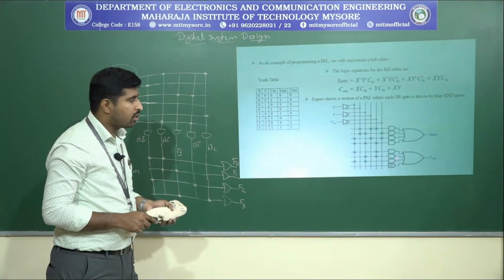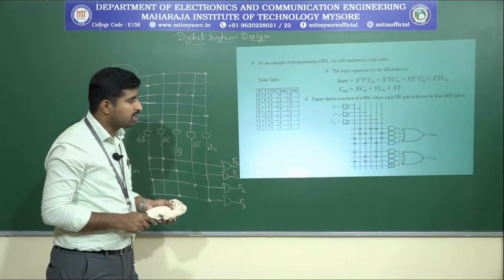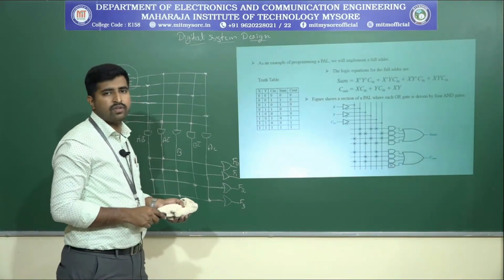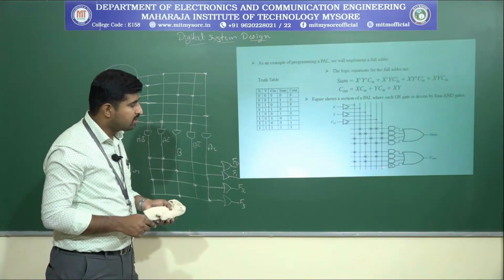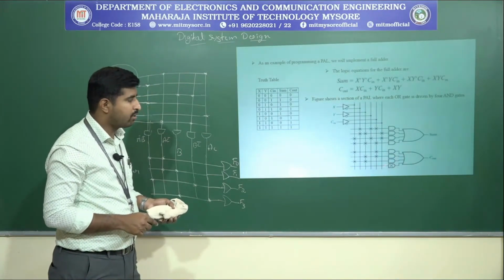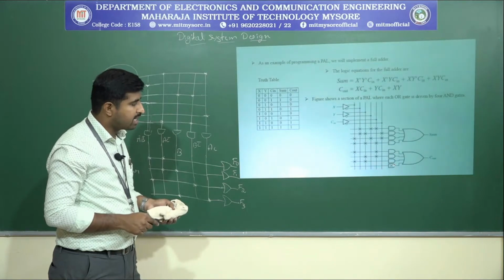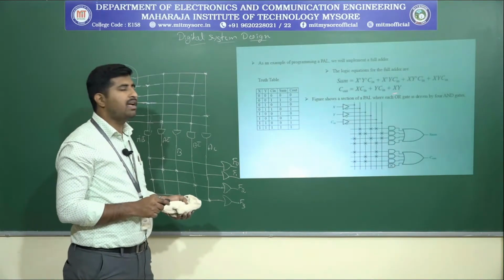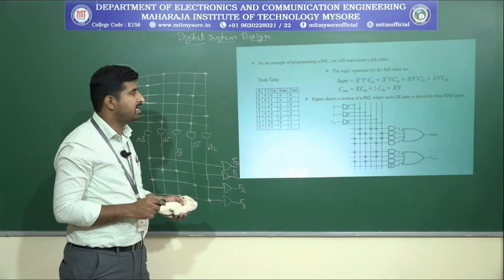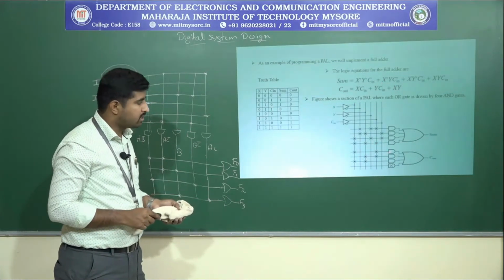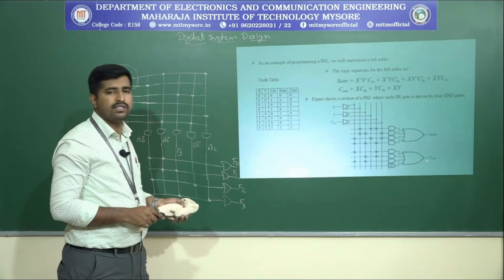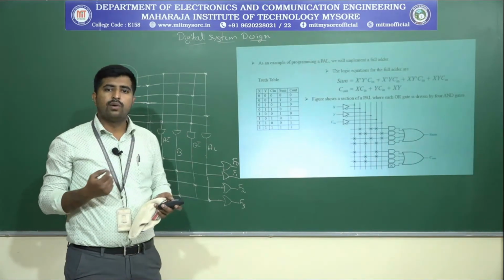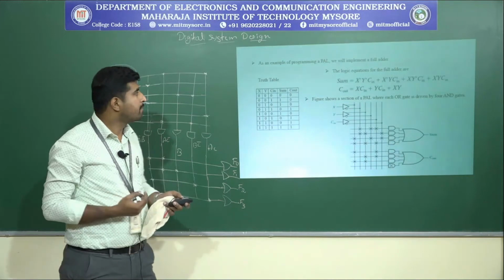Here the OR gates are not programmable, which means we are not able to remove these connections. These connections will be there, which is why we call it a fixed OR gate. But we are not going to use this AND gate, because we need only three AND gates: X Cin, Y Cin, plus XY. Only those are programmed. This is how we implement the sum and the Cout. So I hope you understood what PLA and PAL are.